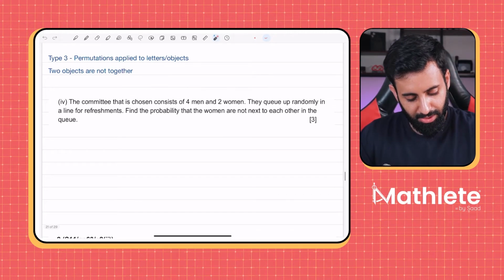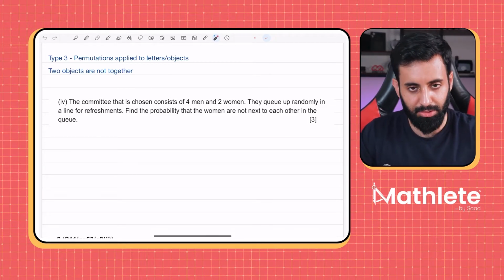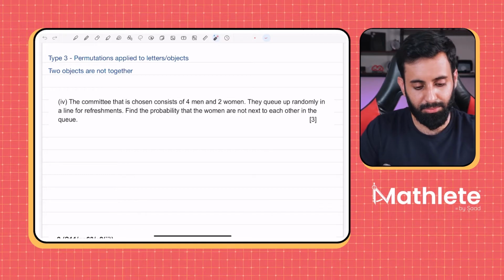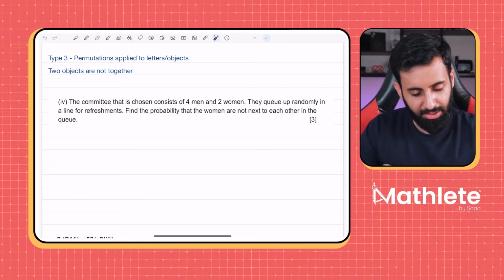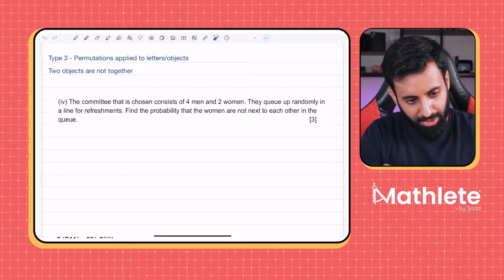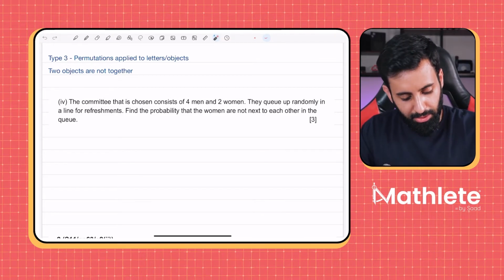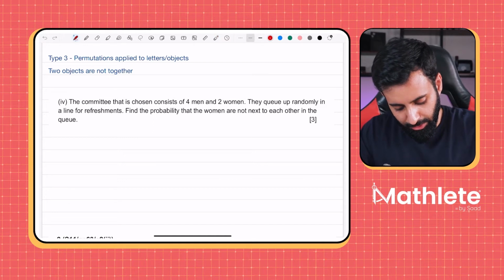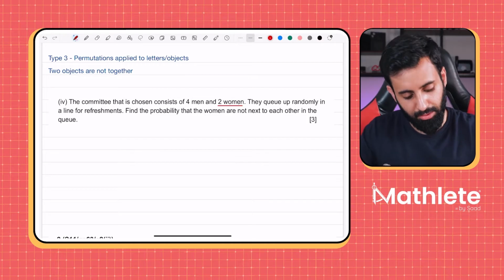It says the committee that is chosen consists of 4 men and 2 women. So remember, these are not full questions. They're basically specific parts of questions. So this question says that the committee that is chosen consists of 4 men and 2 women. They queue up randomly in line for refreshments. Find the probability that the women are not next to each other in the queue. Okay, so one thing that's worth pointing out is that there are 2 women. So we have to make sure that these 2 women are not together, okay?